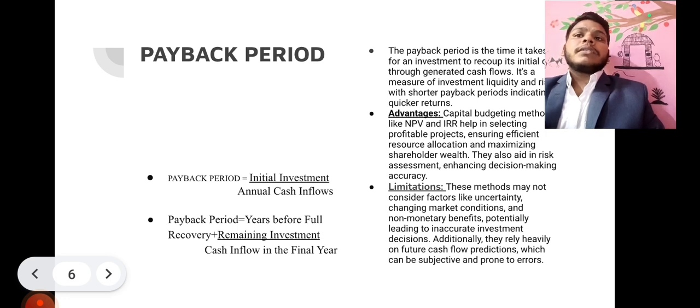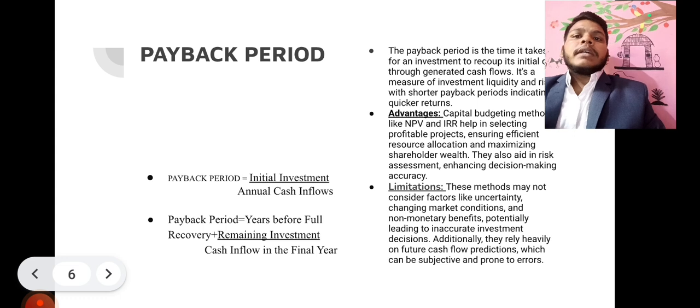Advantages. There are advantages of these methods, which include that capital budgeting methods like NPV and IRR help in selecting profitable projects, ensuring efficient resource allocation and maximizing shareholder wealth. They also aid in risk assessment, enhancing decision making accuracy.